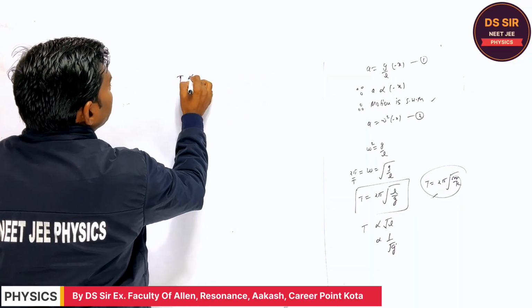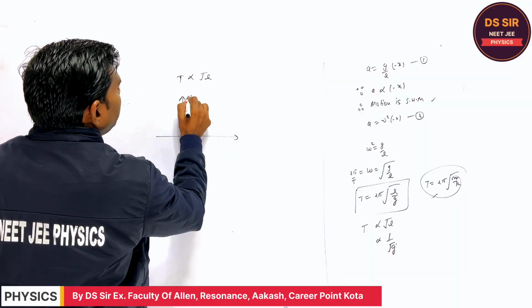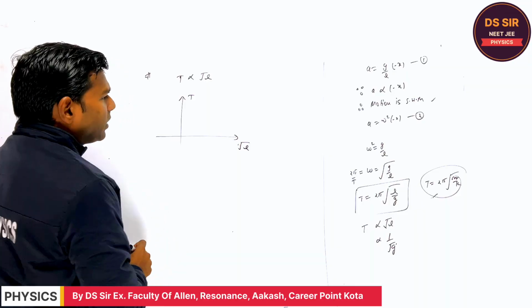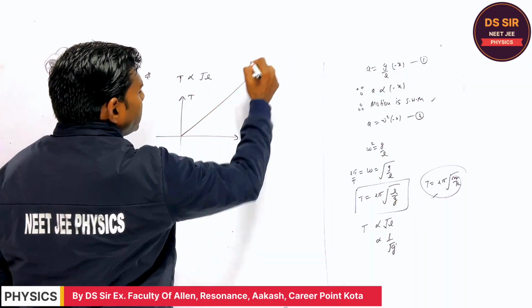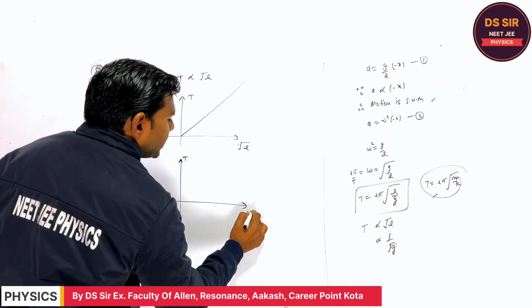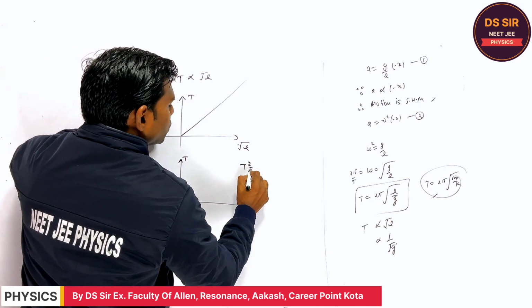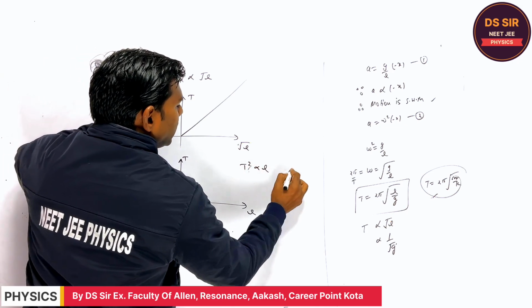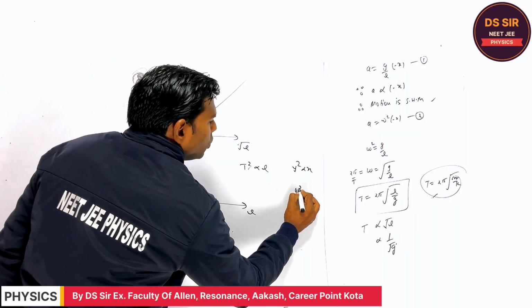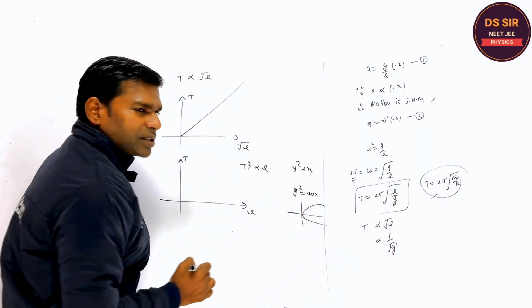If T is proportional to the square root of length L, can you make the graph between the time period of oscillation and square root of L? Yes, we can make. What is the graph? It is a straight line. Sometimes they also ask the graph between T and L. So how to draw the graph between T and L? This is T square proportional to L, like y square is proportional to x. y square is equal to 4ax. I think you know the graph of y square is equal to 4ax. The graph of y square equals 4ax is like this.